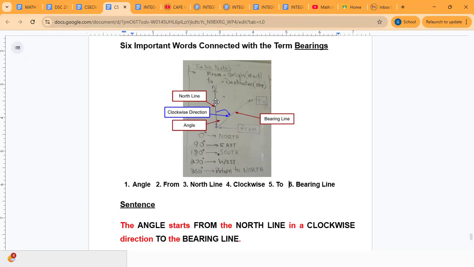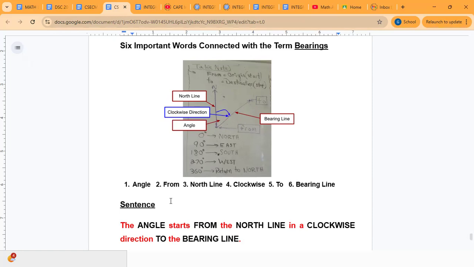Here you have the north line. Here you have the bearing line. The point below the north line, that's where you have the point from. The point on the bearing line, that's where you have the point to. Then you have the angle between the 2 lines formed in a clockwise direction.